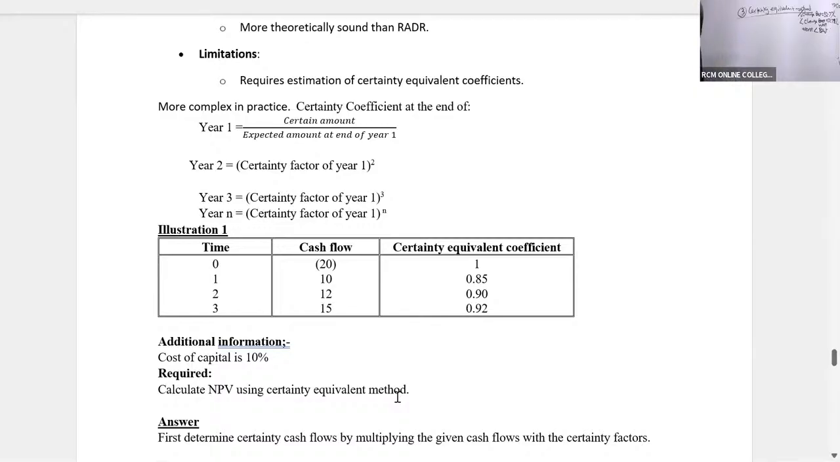How shall I do this? Number one, copy the table the way it is. So we have time, right? Time, we have 0, 1, 2, 3. Then we have our cash flows. What do we have here? We have 20, 20, then we have 10, 12, and 15.